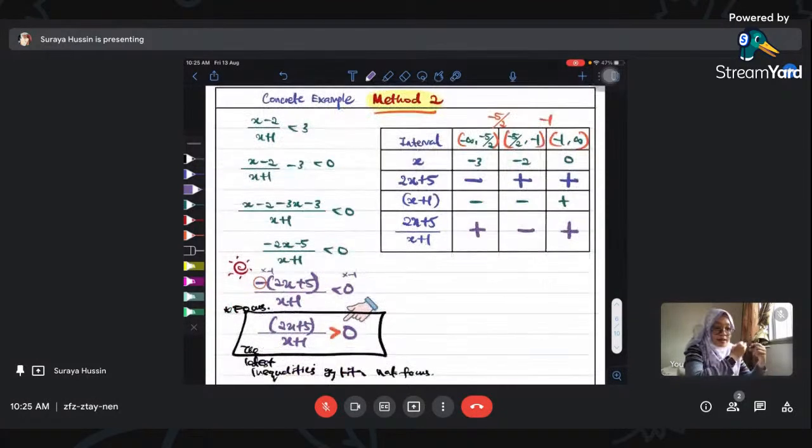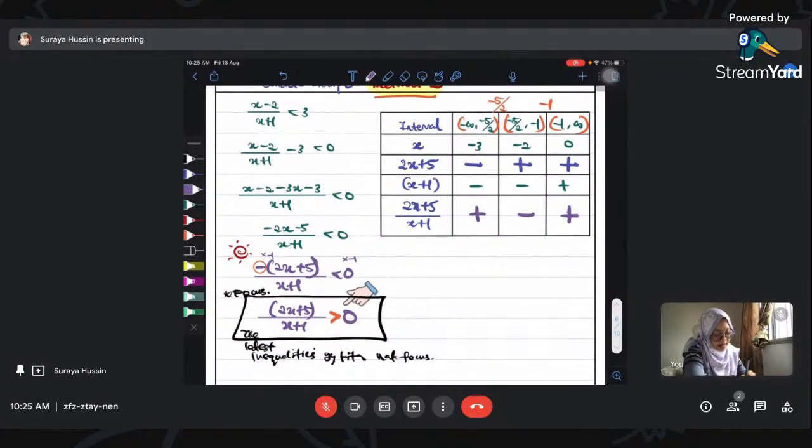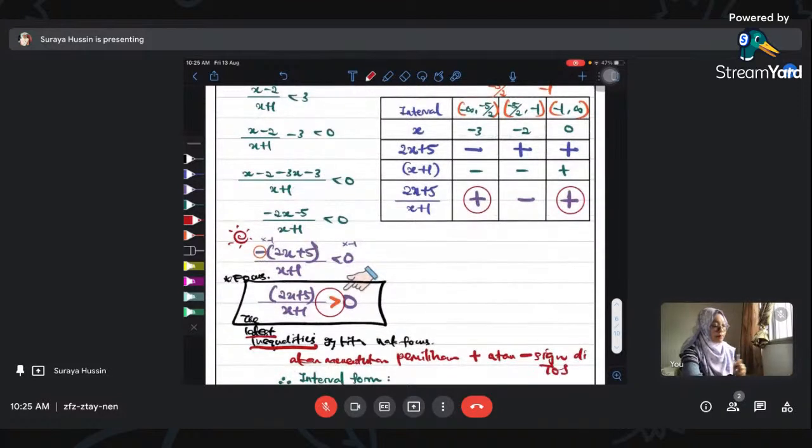And so which one will be your sign? Which one will be your wanted sign? Your wanted sign right now is greater or equal. So kalau greater or equal, you choose positive. Okay. So the latest inequality akan menentukan pemilihan positif atau negatif sign. Di mana? Di TOS. TOS adalah table of sign.